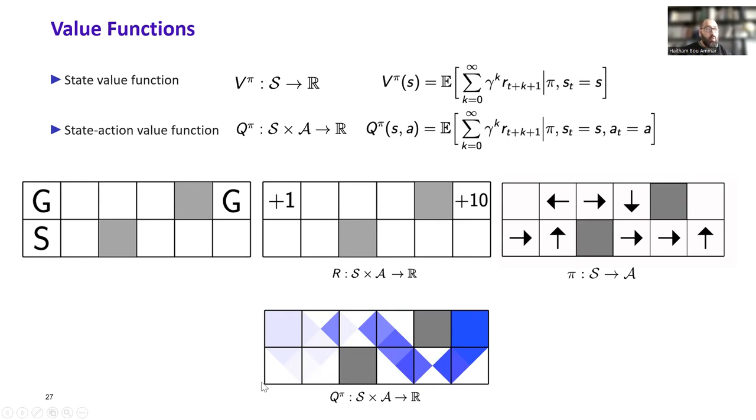Now, why does this Q function depiction make sense? Notice that we just split every cell into four quadrants, and each quadrant has a different color. It seems that the Q value for taking the action up in this cell has a high value, lower here, and so on. So why is that the case? You can think about it for next time.